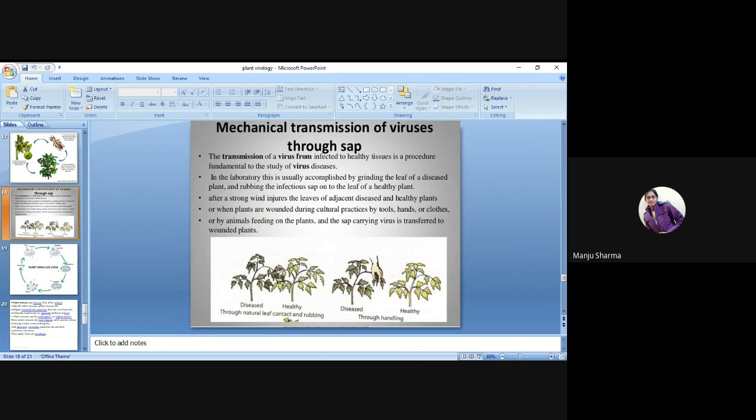Then one plant is the diseased plant, and the other plant is the healthy plant. Through the natural leaf contact and rubbing of the plant leaf, there will be transmission of the virus. Throughout the handling, the healthy plant will also be infected by the same disease, so there is transmission of the same virus between the plants.